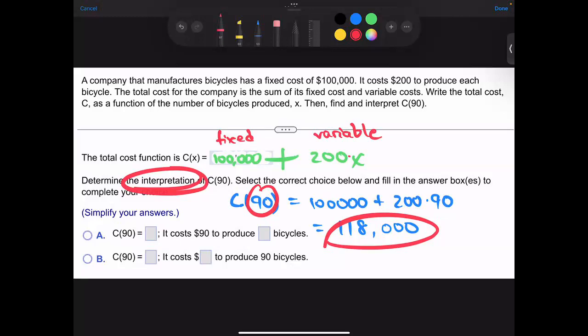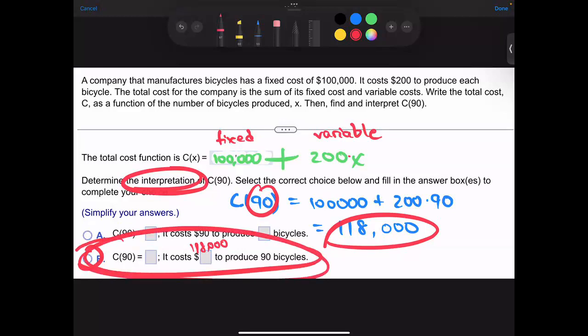Okay. So let's think about units here, maybe. What is 90? When you make 90 bikes. 90 is the number of bikes, right? What's 118,000? The total cost. It's the money, right? So this ordered pair, this XY pair that go together, 90, comma, 118K. What that tells me is that in this situation, it costs them $118,000 to produce 90 bicycles. What that says is that when they make 90 bikes, it's going to cost them $118,000 to do that.